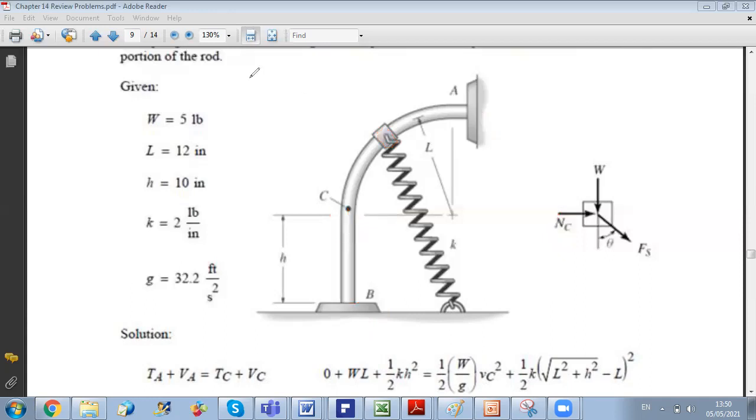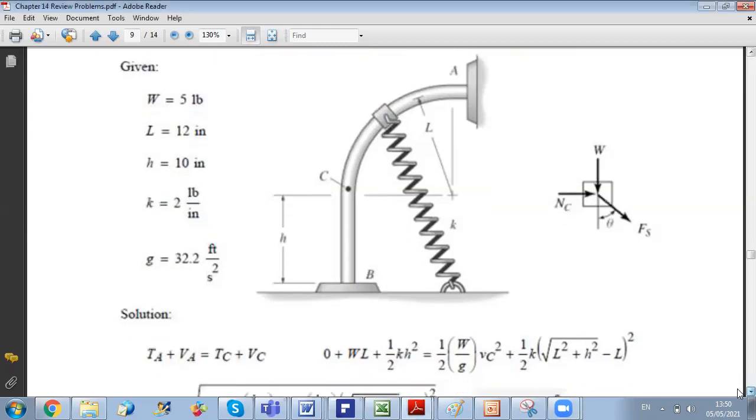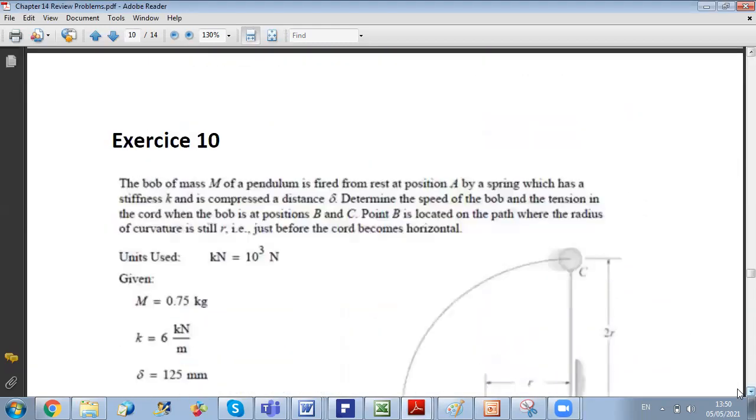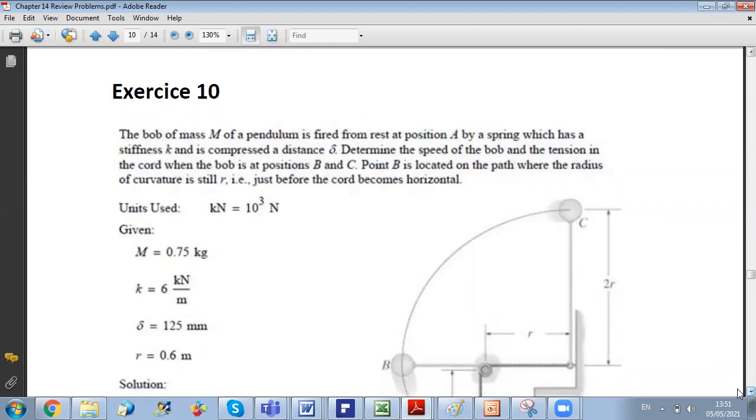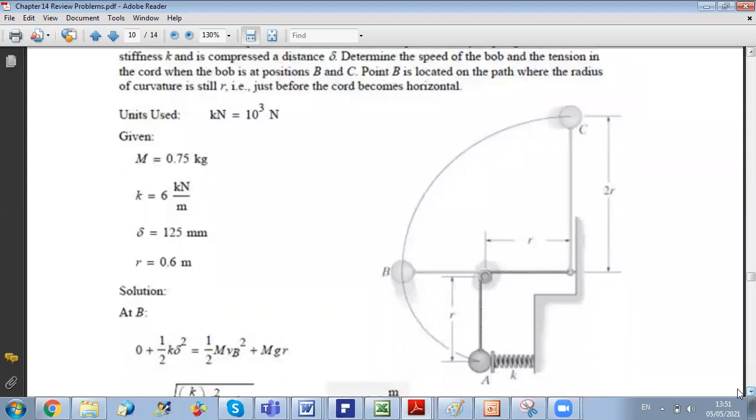اوكي any other question on this? Okay. Another problem. The bob of mass m of a pendulum is fired from rest at position A by a spring which has a stiffness K and is compressed a distance delta. Determine the speed of the bob and the tension in the cord when the bob is at position B and C. Point B is located on the path where the radius of curvature is still R just before the cord becomes horizontal. So here, what do we have?